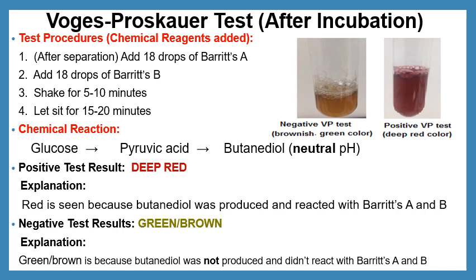This test takes a little bit of time, so sometimes it is recommended to perform it first. You're going to add 18 drops of something called Barrett's A and 18 drops of Barrett's B. Shake gently until it gets nice and bubbly or frothy. Your lab instructor will show you or demonstrate how to shake the tubes safely. All of these reagents should be added in the hood with gloves and goggles on.